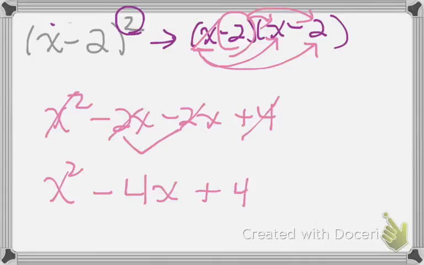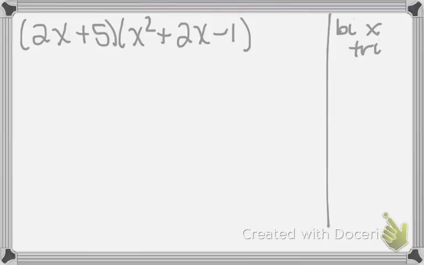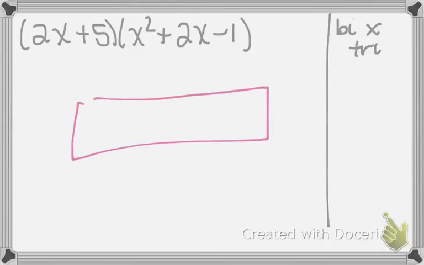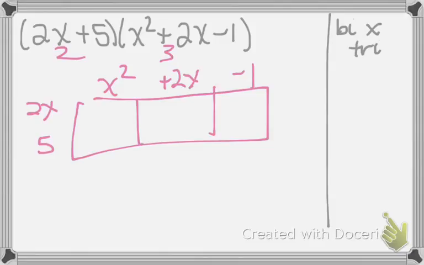I'm going to go on to the last problem I believe I have. I have a binomial times a trinomial. Again, make the box here. I have a 2 by 3: 2x plus 5, x squared plus 2x minus 1. So 2x times x squared gives me 2x cubed. Again, if you need to, write that exponent there.